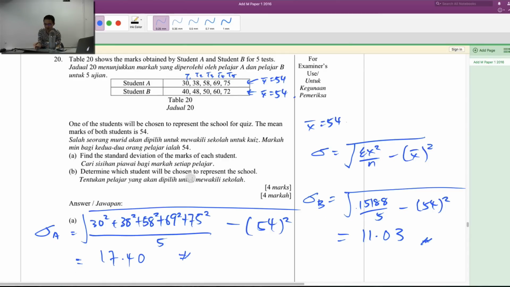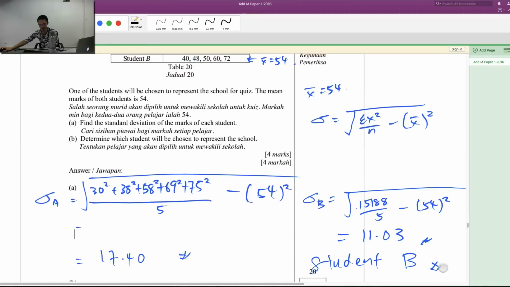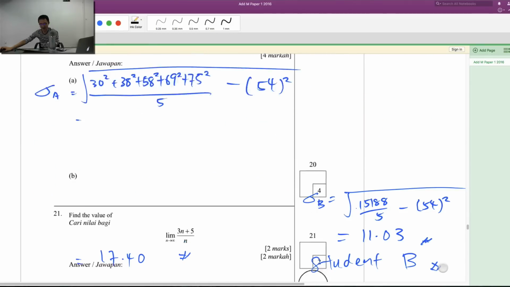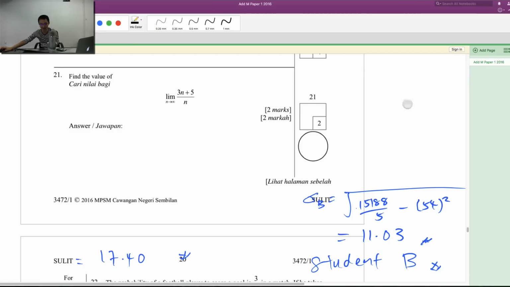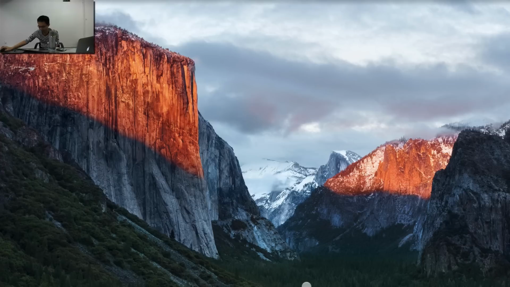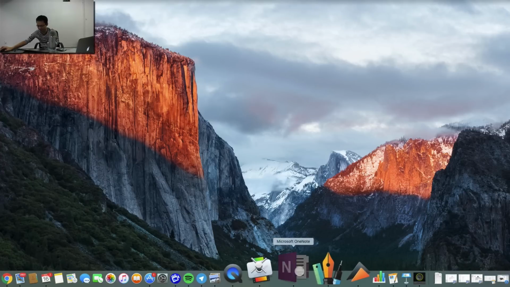So in this case, the question asks you to determine which student to choose. I will choose student B, because the standard deviation for student B is smaller. I hope the example I gave helps you understand, because it was just a random example coming to my mind. It hung again, so I have to close and open again. Sorry, you have to do this again and again.